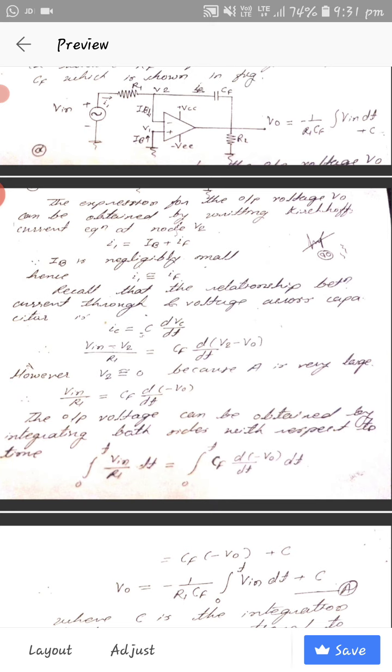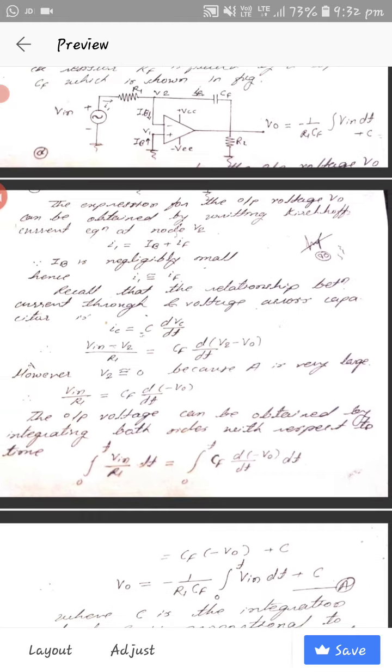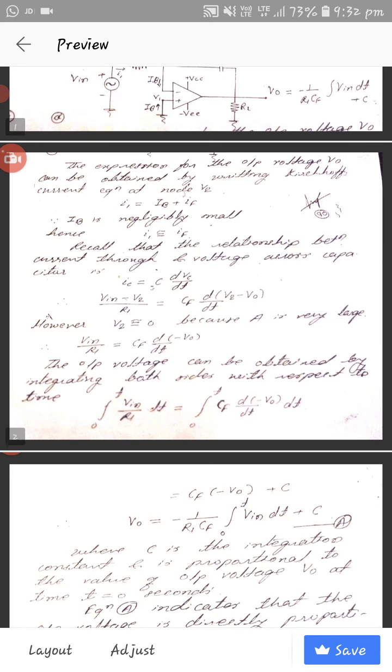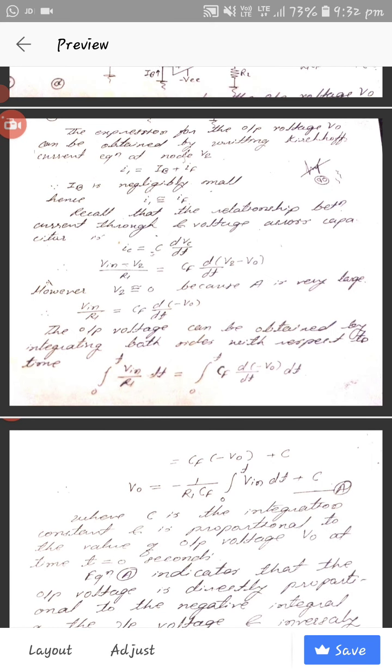Here I1 is the input current, IB is the current at the V1 node, and IF is the feedback current. In this equation IB is negligibly small, hence I1 is approximately equal to IF. The input current is approximately equal to the feedback current.